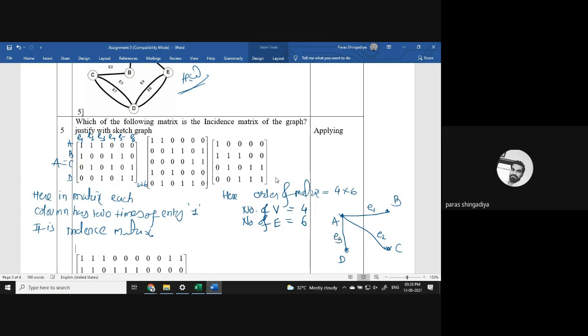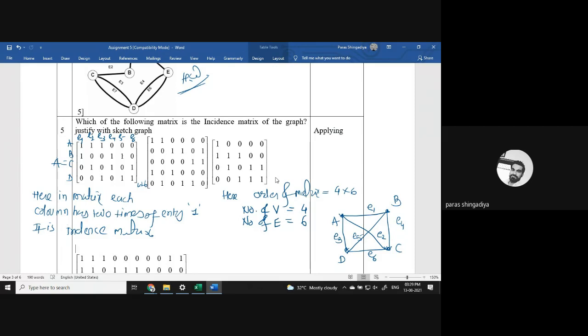Then the fourth column is between B and C. So connect B and C, that is your E4 edge. Then E5 is between B and D. So connect B to D, and that is edge E5. Then the last is between C and D. Connect C and D. That indicates the last edge, and that is E6. Clear? That is the answer for the first matrix.